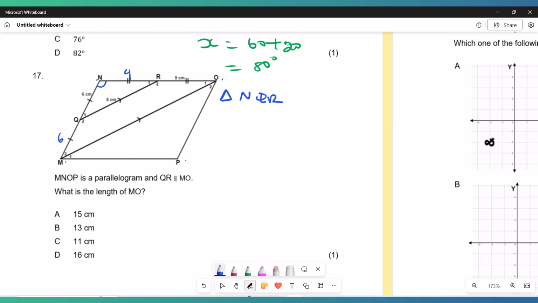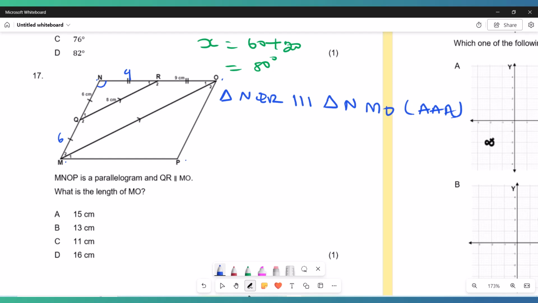Triangle NQR is similar to triangle NMO. The reason is angle, angle, angle. Now, if they are similar, it means the corresponding sides are in proportion. Unlike with congruence where the sides are equal, here they're in proportion.